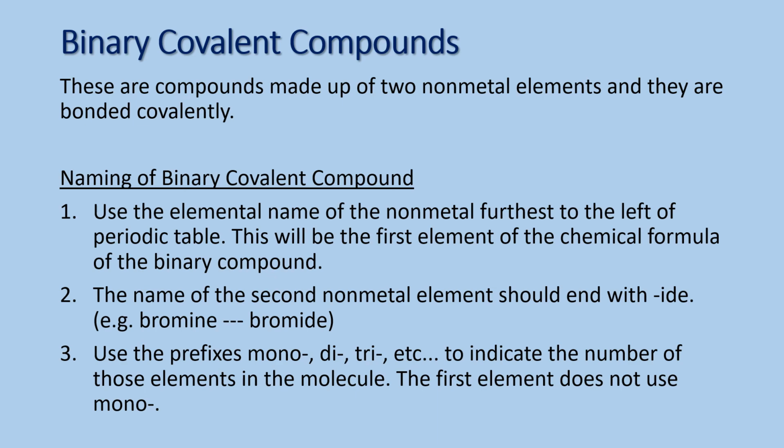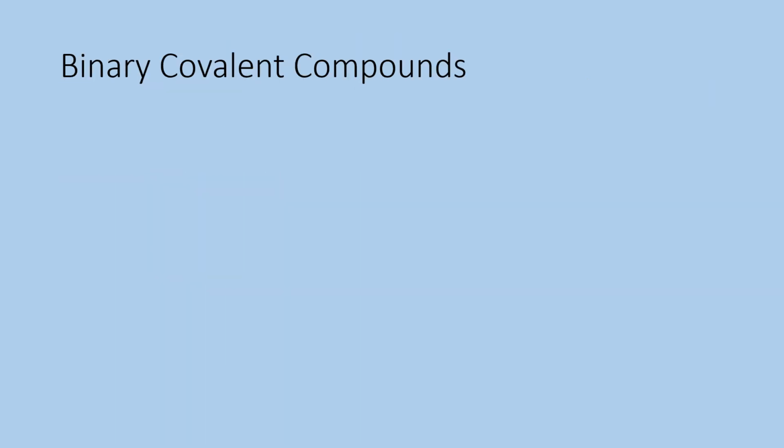So let us now name some other binary covalent compounds. For binary covalent compounds, we have the first one is the CO2, or carbon dioxide. So since we only have one carbon, we do not use mono because carbon is our first element. So for oxygen, we have two oxygen, so we use the prefix di and then we add the oxide. So this is now carbon dioxide.